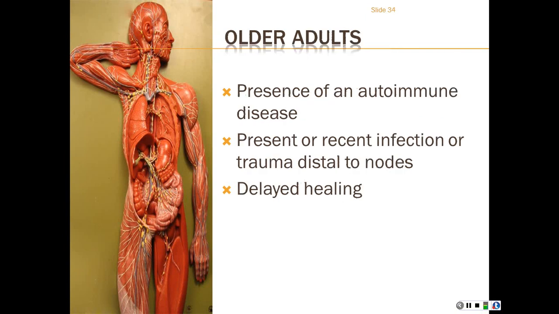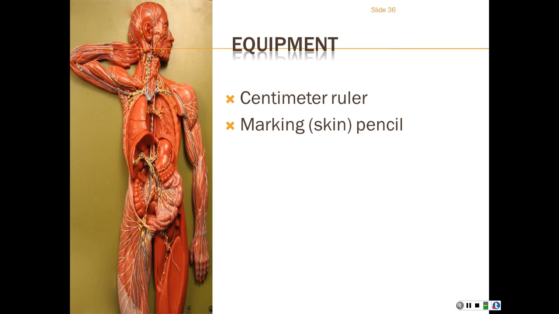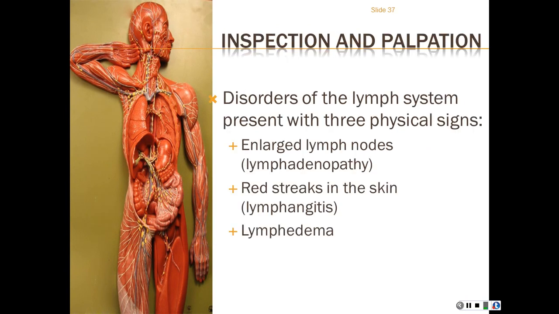Older adults: the presence of an autoimmune disease, present or recurrent infections or trauma distal to the nodes, or delayed healing. So on the examination, you're going to use a marking pencil and a ruler, something to measure with. You're going to inspect and palpate for disorders of the lymphatic system, like enlarged lymph nodes called lymphadenopathy, red streaks called lymphangitis, and lymphedema.